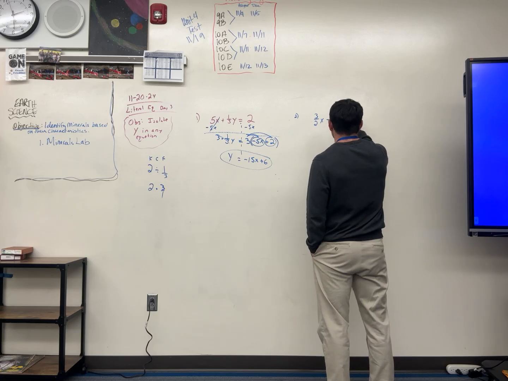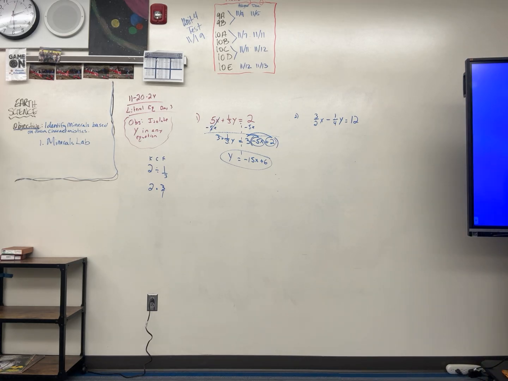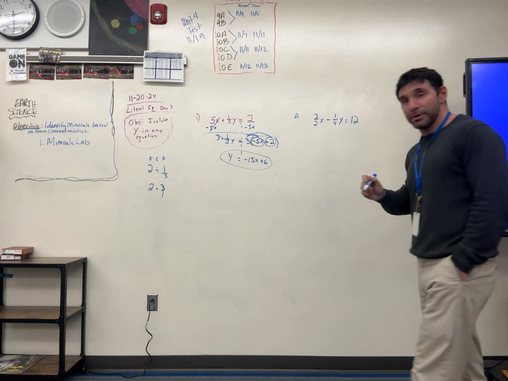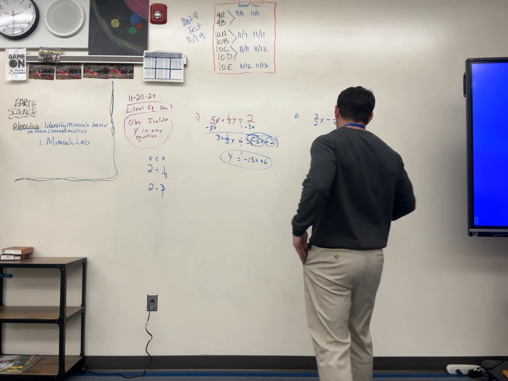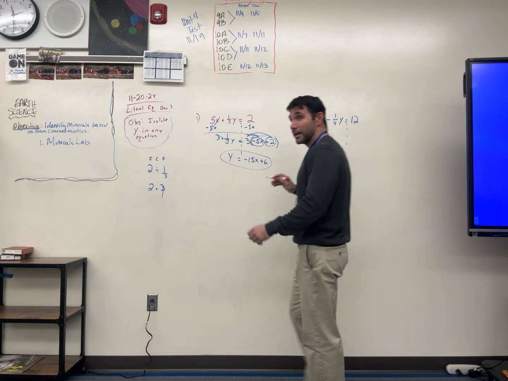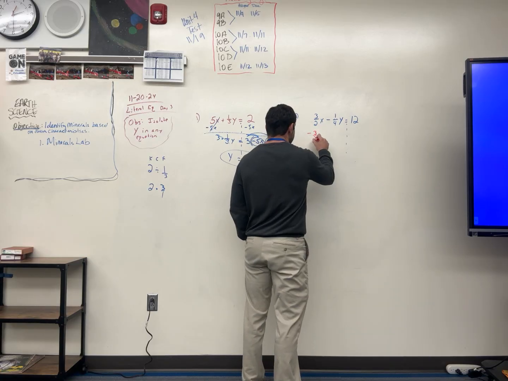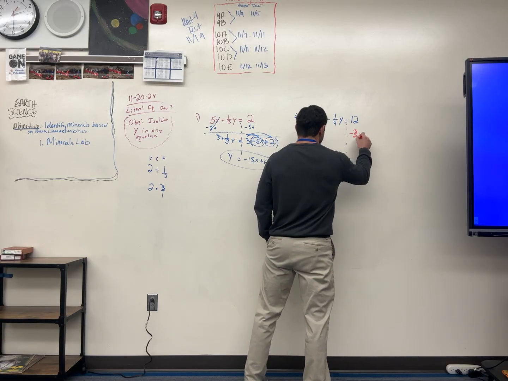Three halves x minus 1/4 y equals 12. Again, don't let the fractions scare you. Nothing is different from this problem until the very last step. What do we move first? The x. How do we move the x? You subtract. Yep. We only move the x by adding or subtracting. That's it. So we are subtracting 3 halves x from both sides.